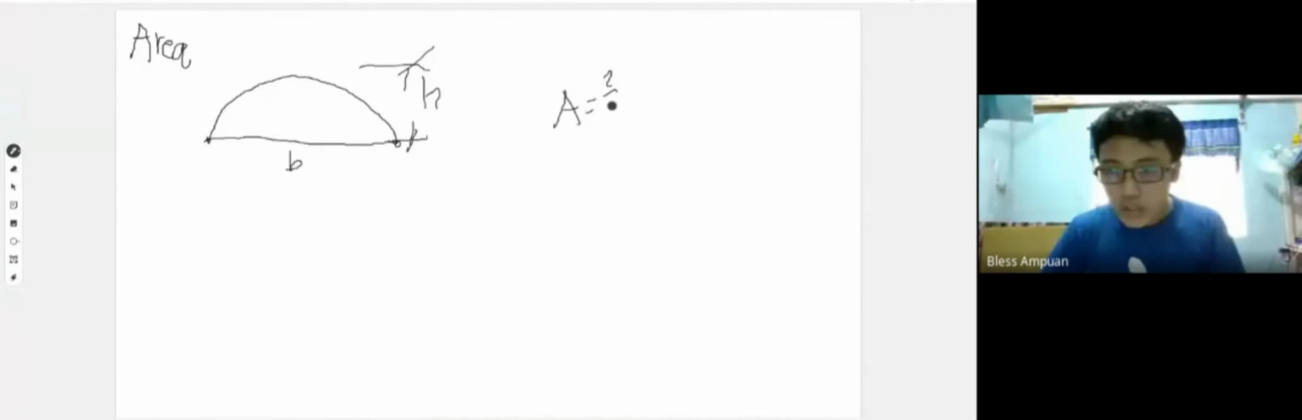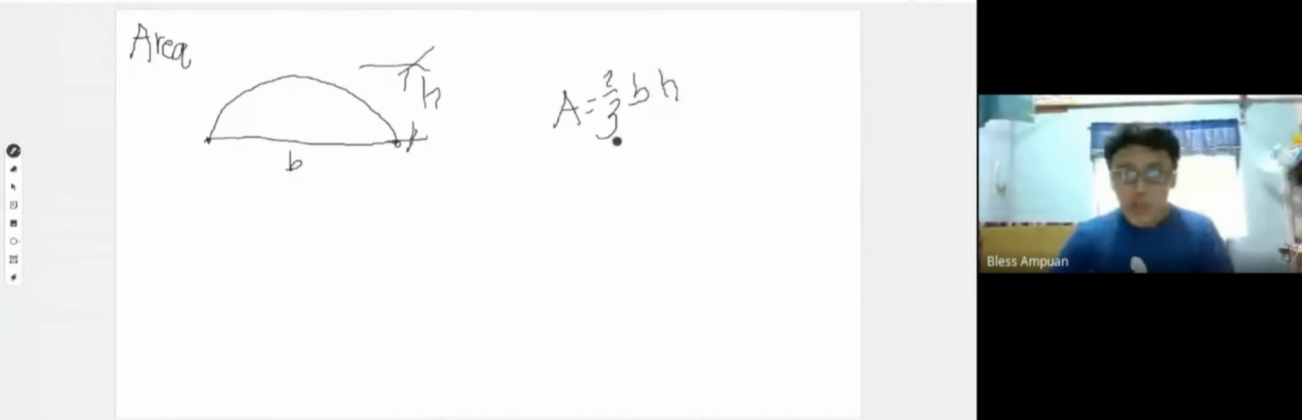2/3 BH. Okay? So wherein an atom B is just the latus rectum. B is equals to the latus rectum, di ba? Is the length of these 2 points. Di ba? This is the latus rectum.